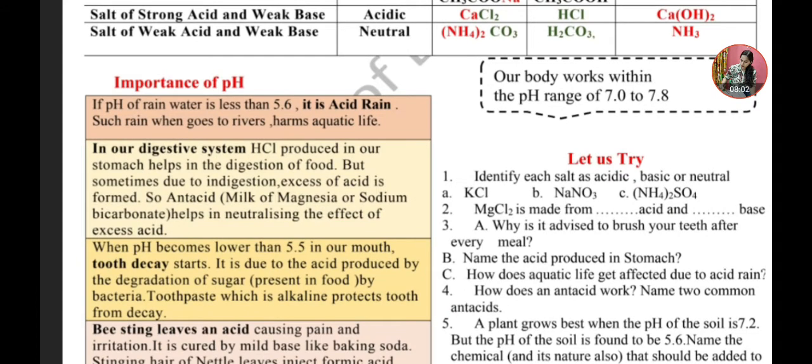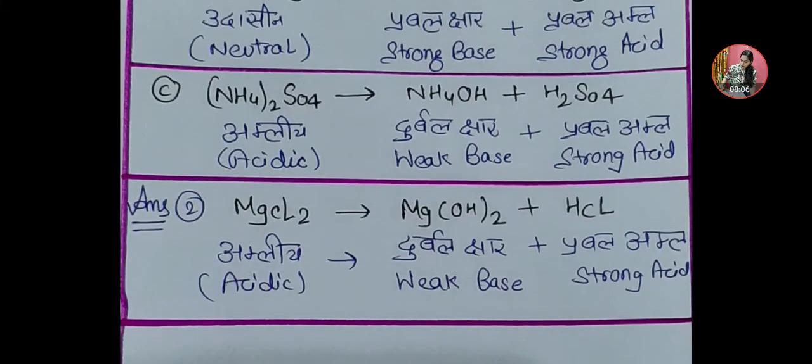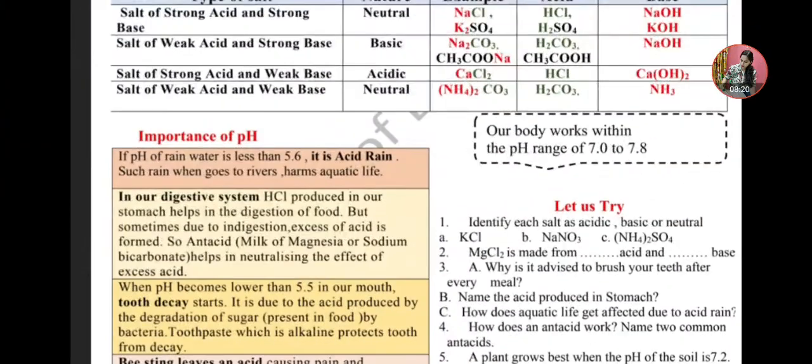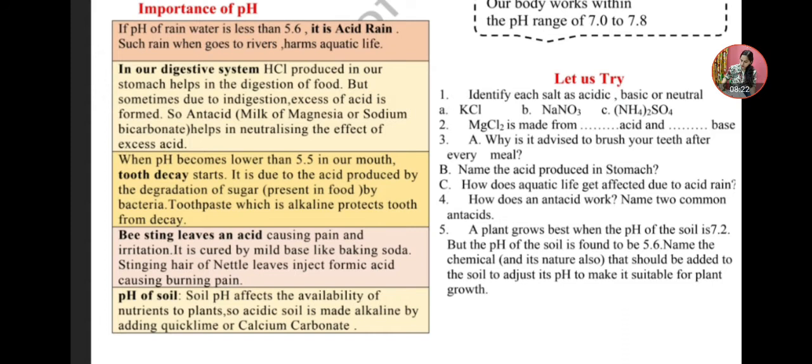Magnesium chloride is formed from which acid and which base? Magnesium chloride forms from, students, magnesium hydroxide and hydrochloric acid. Magnesium hydroxide is a weak base and hydrochloric acid is strong. So the nature of the salt is acidic. Let's move on to the next question.